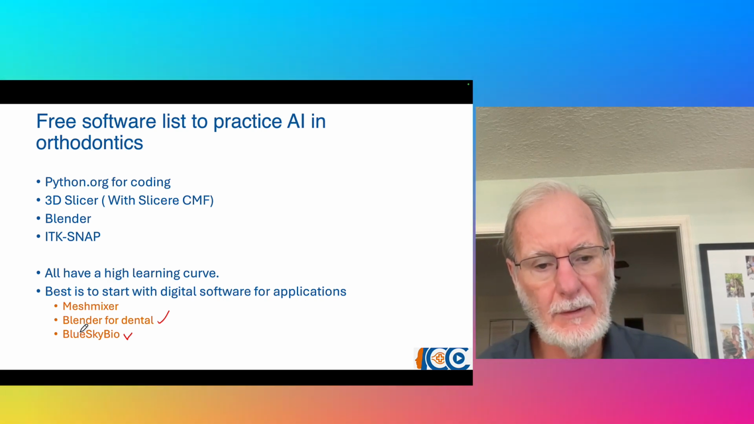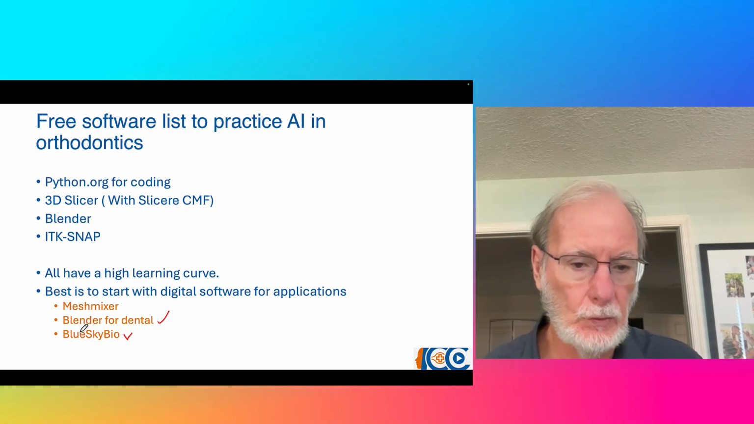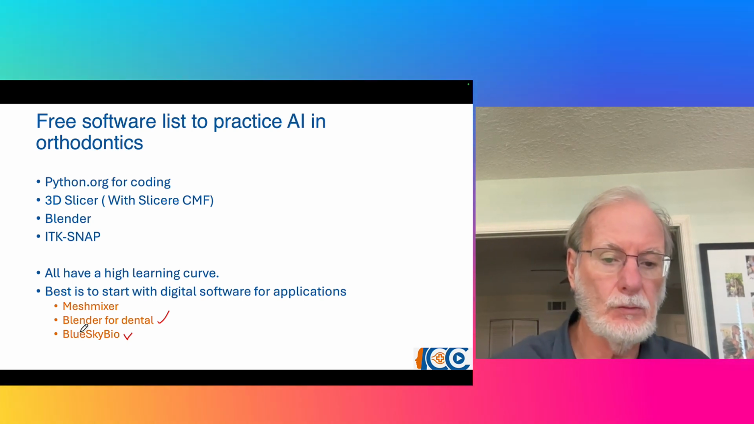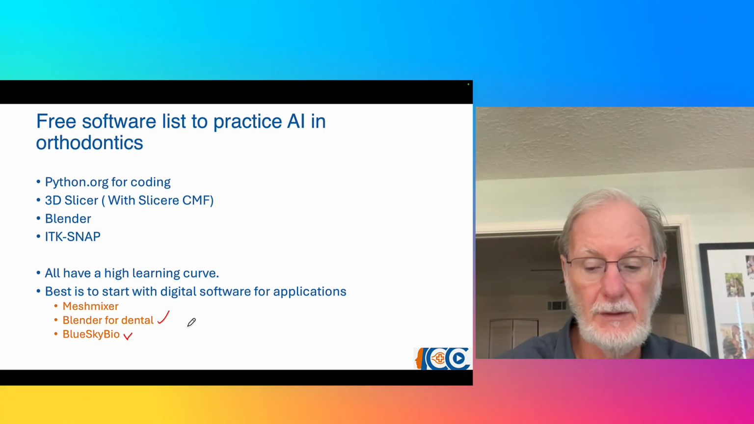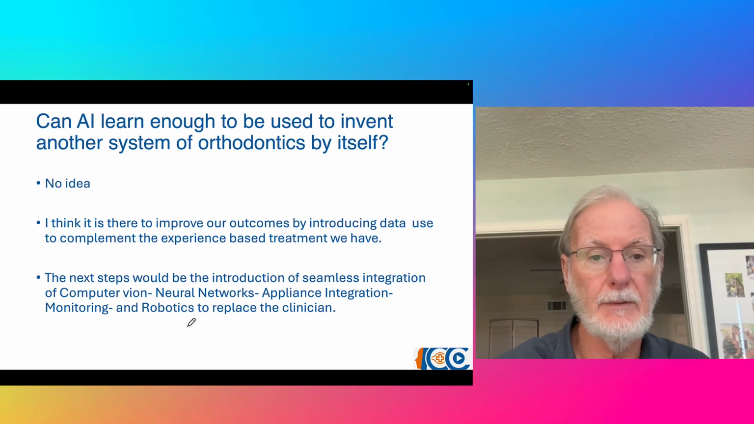I think Blue Sky Bio has aligners. Blender has articulators. So you can buy these modules and you can use them. They're much easier, but they're limited because they only do one thing. It's like machine learning. It's like an application.